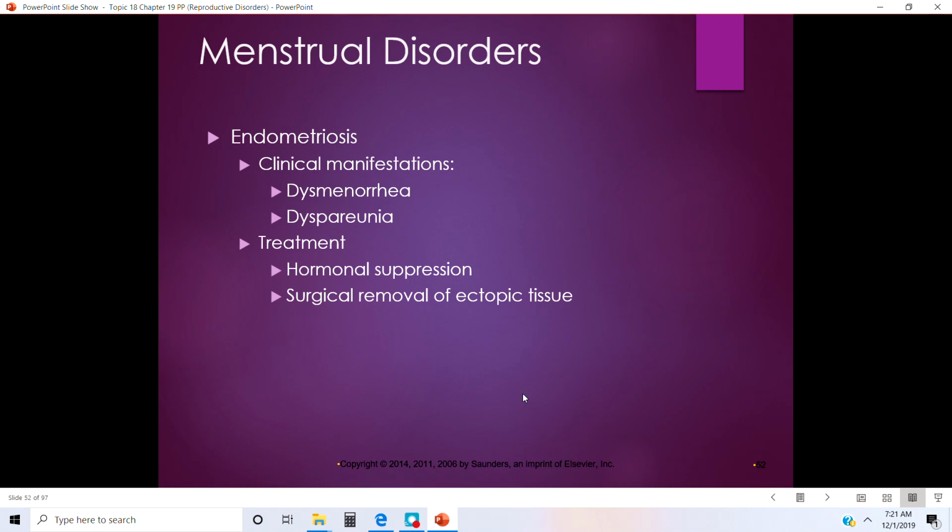Okay, so when a female has endometriosis, what are some of the clinical manifestations? They'll have dysmenorrhea. Again, that was the painful menstruation. This would be a type of, again, secondary dysmenorrhea, and dyspareunia, which would be painful intercourse, especially if the endometriosis, excuse me, is into the vagina or the vaginal canal. So the treatment is going to be hormonal suppression. They do different hormone treatments, and they can even take out some of the tissue surgically.